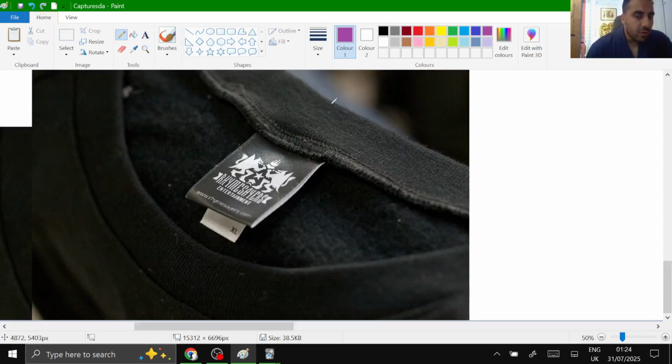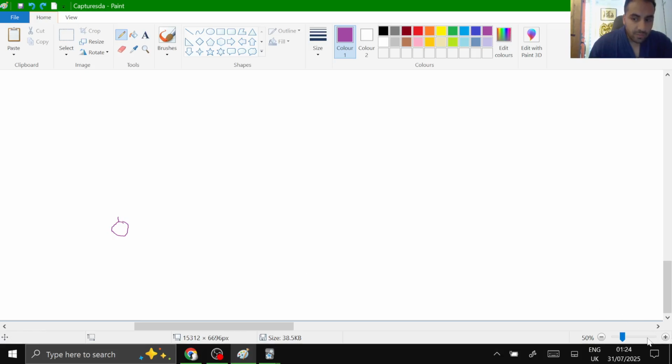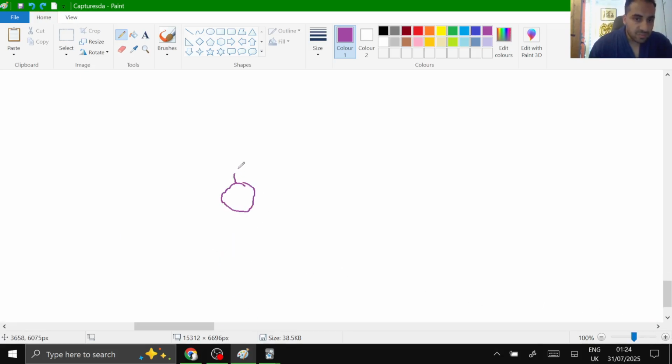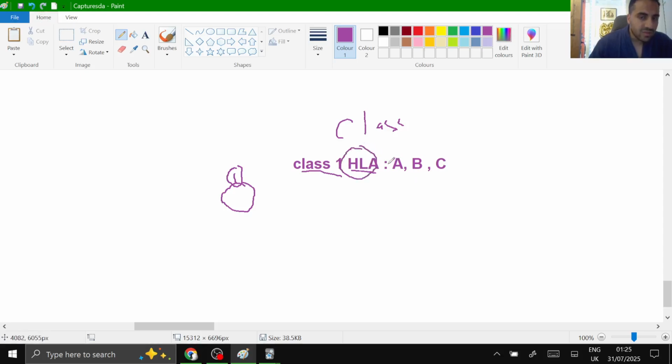Exactly like when you go and buy a t-shirt from a clothes shop, and on the t-shirt there is a tag. It just tells that this t-shirt belongs to this company. So each cell in our body has a tag on it, which is a small protein on the cell surface. And there are two types of protein. The first tag is called class 1 HLA.